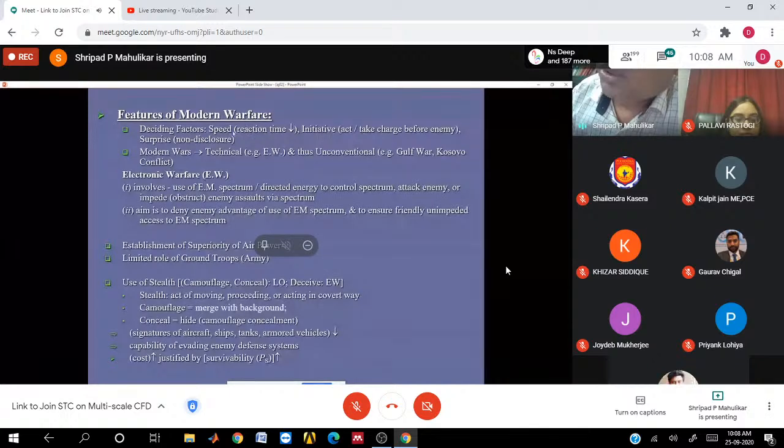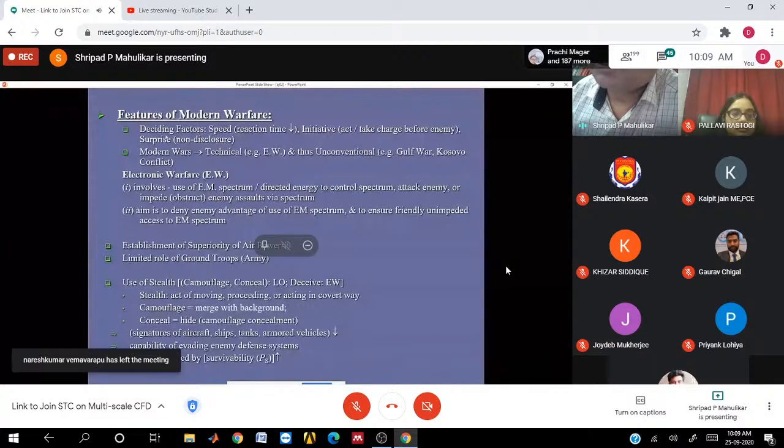We'll see if we can cover that depending upon time. But right now, speed is important because it brings down the reaction time for the opposite side, and bringing down the reaction time for the opposite side is important, especially from the point of view of surprise. If the opposite side is taken by surprise, then it is having a tactical advantage. Of course, surprise would mean non-disclosure, the opposite of advertising. And speed helps achieve surprise.